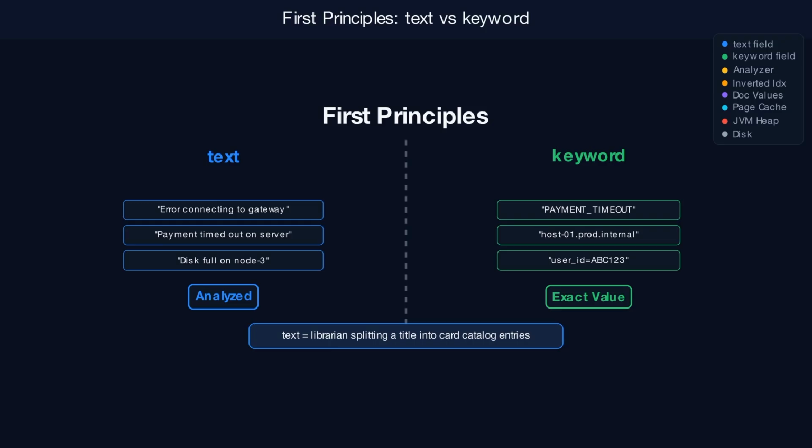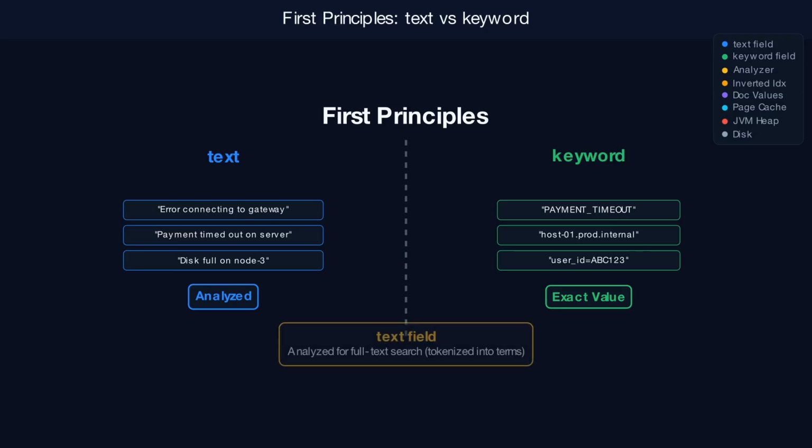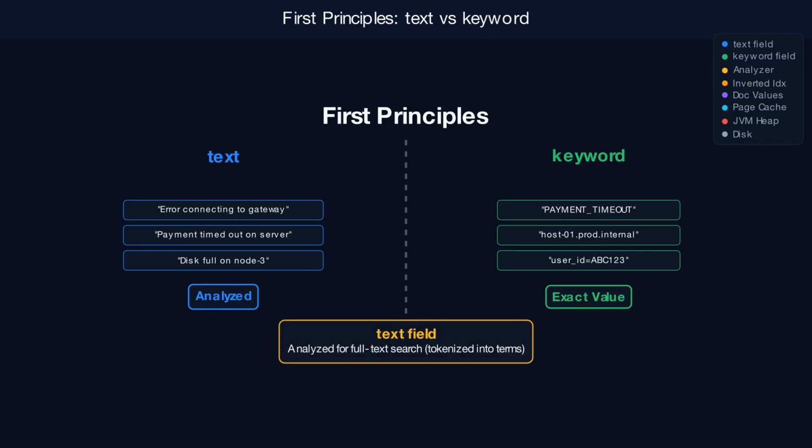A keyword field is designed for exact values: IDs, status codes, tags, host names, email addresses, and categories. It is typically stored as one single exact token. Think of it like a filing cabinet where each folder has an exact label. You look up the precise label to find the folder. You would not search inside the label for partial words.